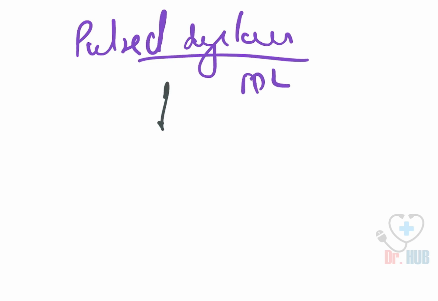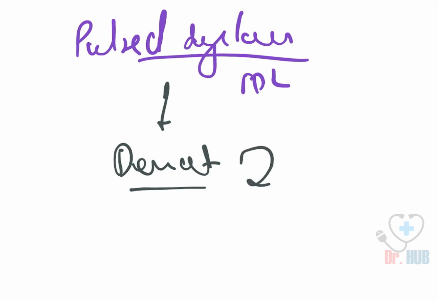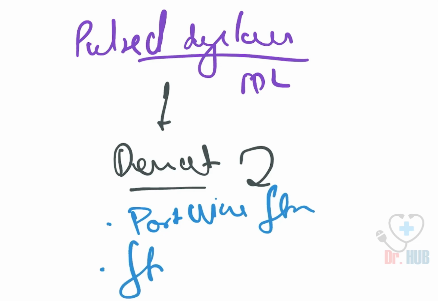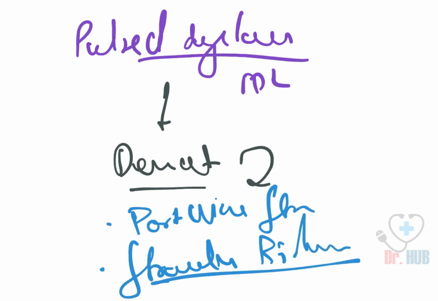Next we look at the pulsed dye laser known as PDL. So pulsed dye laser is used in case of the dermatology, and this is for the port wine stain and the strawberry birthmarks. So now we'll be answering the questions which we asked in the start.